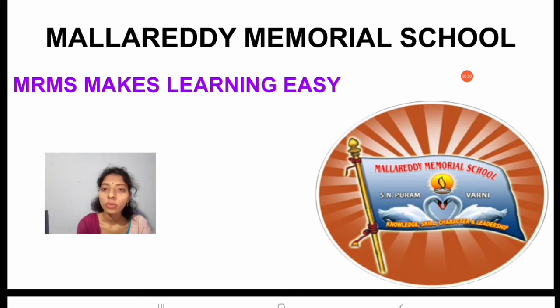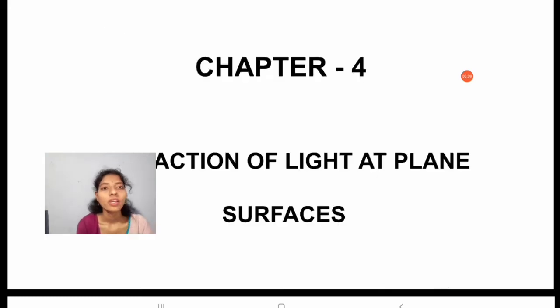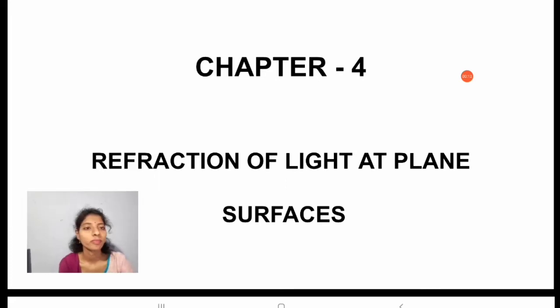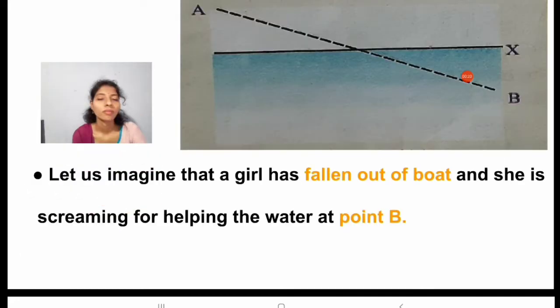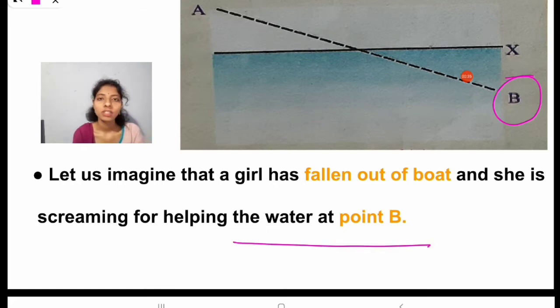Now we are going to learn the topic refraction of light at plane surfaces, that is, the derivation of Snell's law. Let us imagine that a girl has fallen out of a boat and she is screaming for help in the water at point B. The girl is at point B.